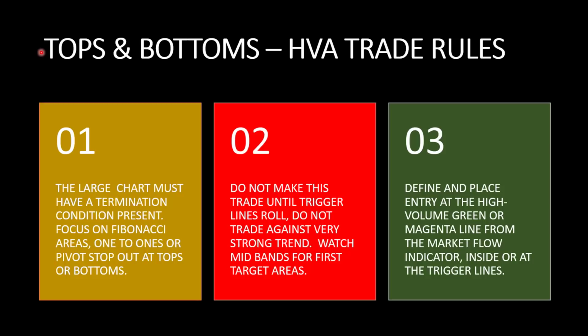Please refer to the trading plan on the education page of the website for specific termination conditions that will be acceptable for this type of trade. The rules could not be simpler. First, a termination condition must be true. Second, the trigger lines must roll in the opposite direction. Finally, an entry will be placed at the magenta market flow high volume line for shorts, or green high volume line for longs.